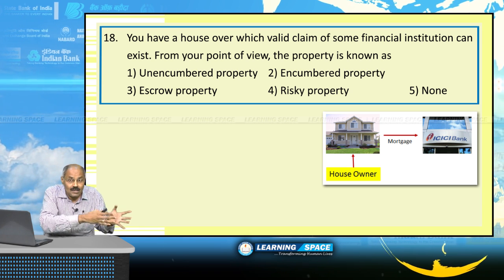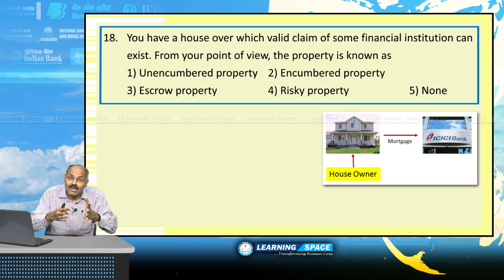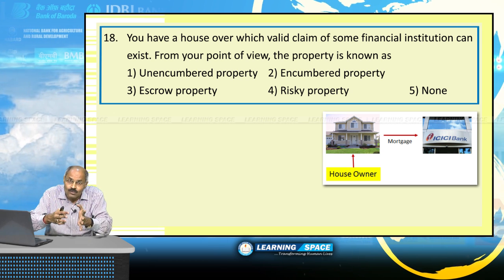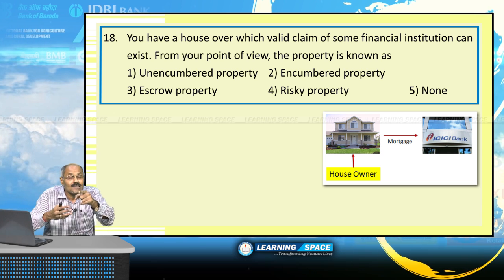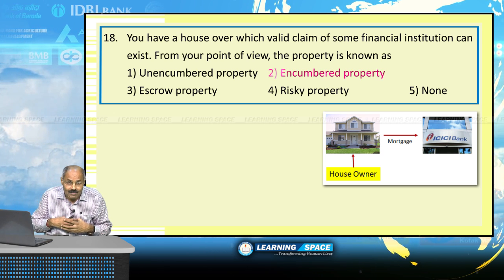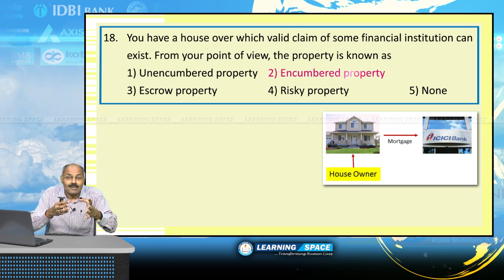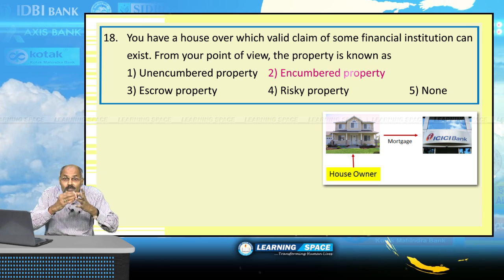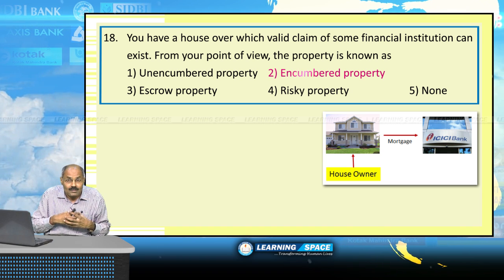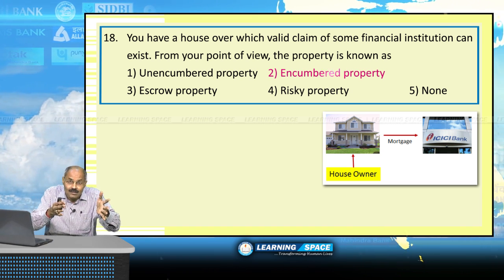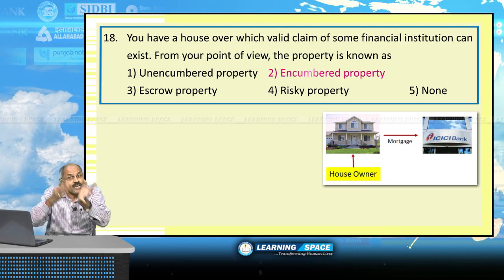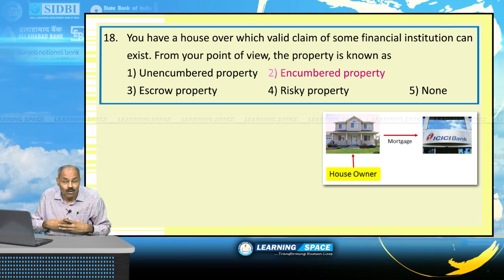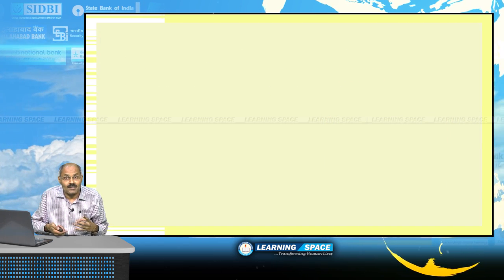But you have a house, and you have taken a loan from a bank by giving it as collateral security. By mortgaging that house, you have taken a loan. Then that house is encumbered property. That means the right over that house rests with somebody. That is encumbered property. If you have not taken any loan, that property is absolutely yours, that is unencumbered property. But if you have taken some loan, you have given a right to somebody else. Then it becomes encumbered property from your point of view. Right friends, look into the next question.